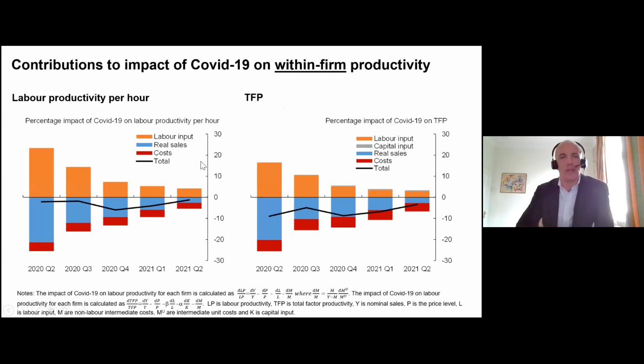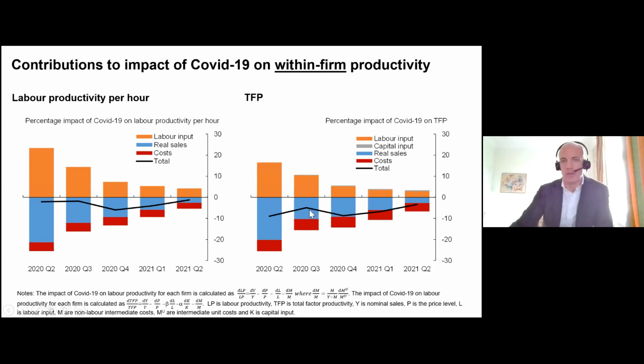This is, first of all, the impact of COVID on labor productivity per hour and TFP within firms. Here I've just applied the formulae that I described earlier. Because labor input is going to fall a lot, you're going to see a positive contribution at the firm level from lower labor input, and then a negative contribution from sales, and also a negative contribution from costs. Sales are going to fall, and costs per unit of sales are going to increase, and these things net out as a fall in labor productivity at the within firm level.